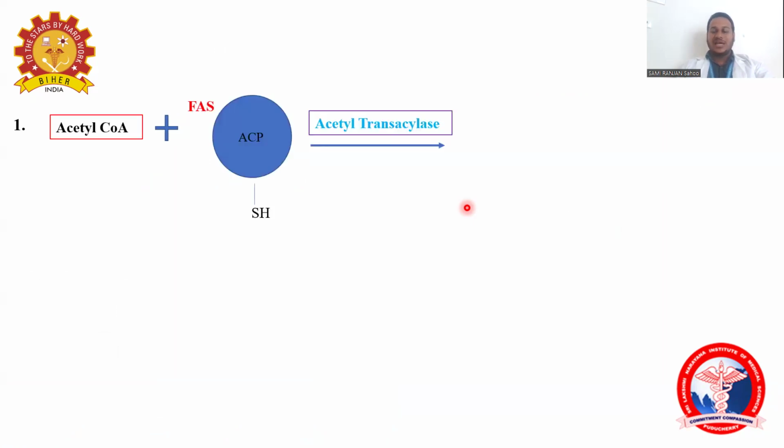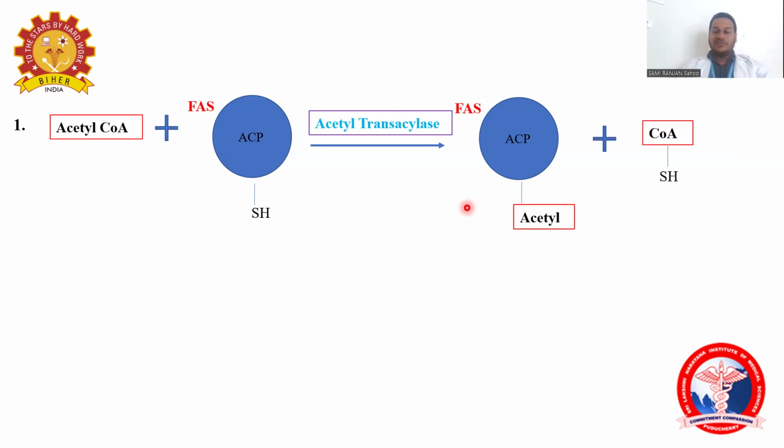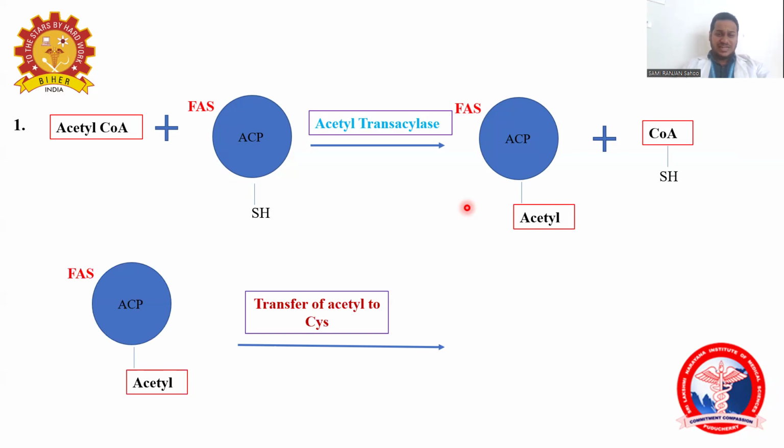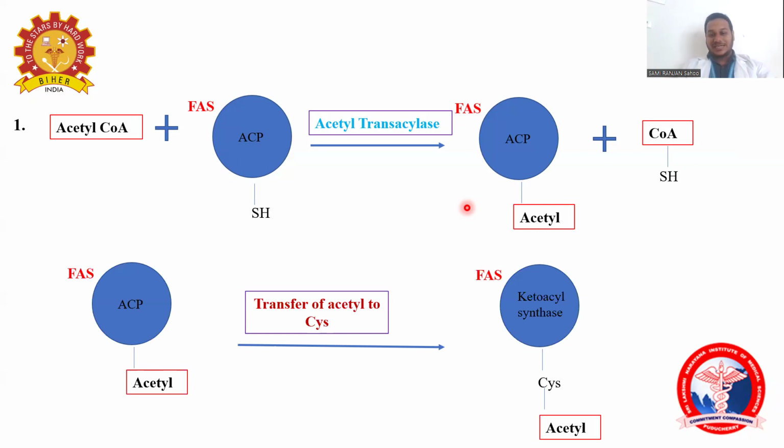Next, we have the first reaction of acetyl-CoA, where acetyl-CoA gets combined with ACP, the acyl carrier protein. Acetyl transacylase forms acetyl ACP, and CoA is released. Then the acetyl is transferred to cysteine on ketoacyl synthase. Ketoacyl synthase is the enzyme which carries the acetyl group along with cysteine for the further reaction. So this is called the first reaction.